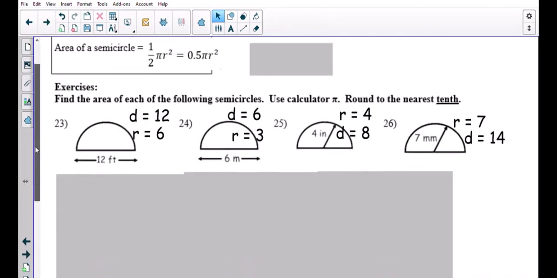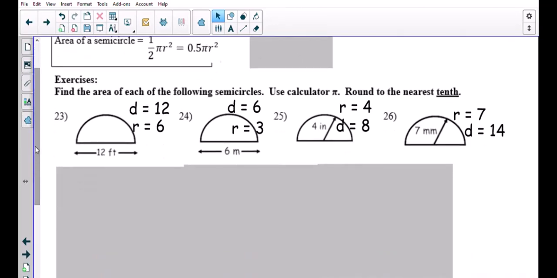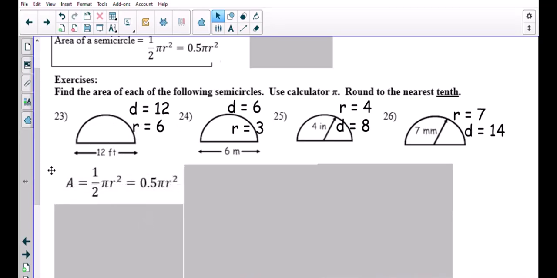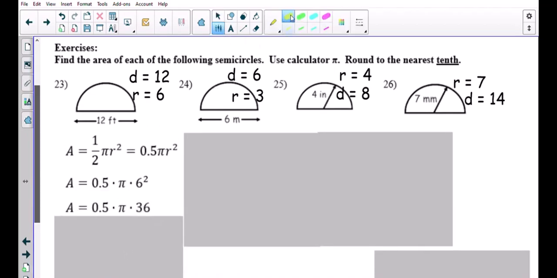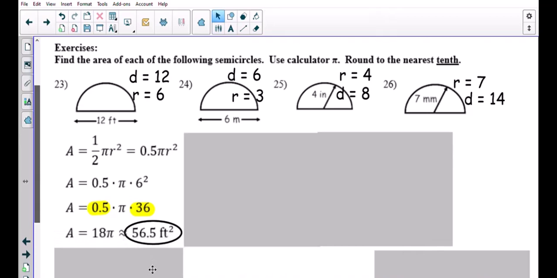So number 23, let's take a look at this. We're given the diameter of the circle since it goes the whole way across the circle, not just from the center to the outer edge. If the diameter is 12, the radius is 6. So I can use half pi r squared or 0.5 pi r squared. I like the 0.5 pi r squared, so I took 0.5 times pi times 6 squared. 6 squared is 36. I then did 36 times a half, or 36 times 0.5, which is 18 pi. So I end up getting a solution of 18 pi. That is about 56.5 feet squared.